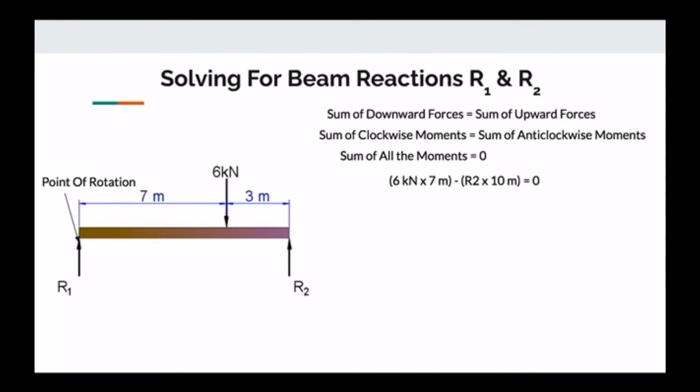Right? And we can now work out the moments for R1. Not R1, the 6 kilonewtons force. That is 42. We still will not be able to work out the moments for R2. But this is what we can do now. We can bring across R2 so that the sign changes to a positive sign.